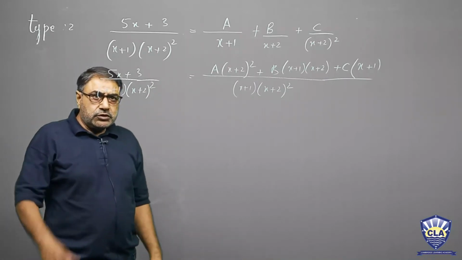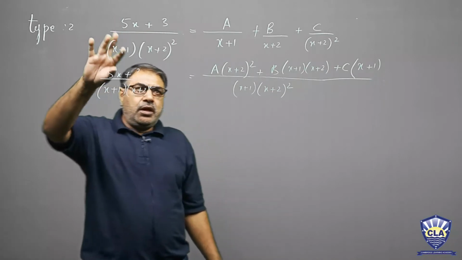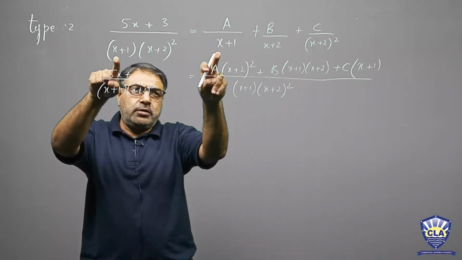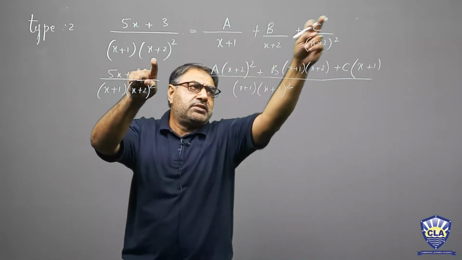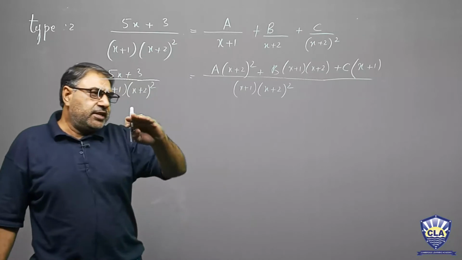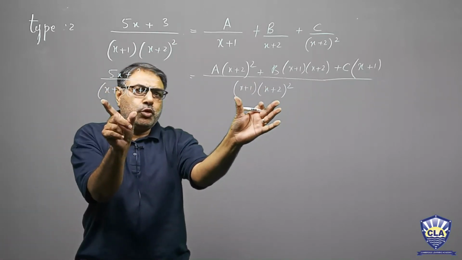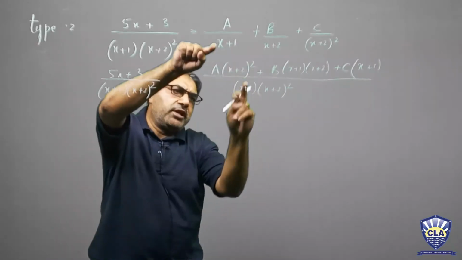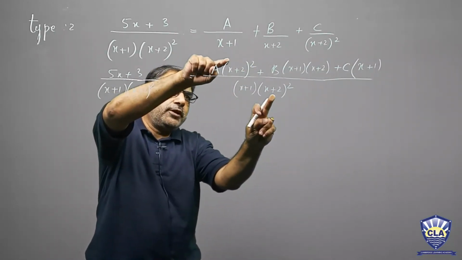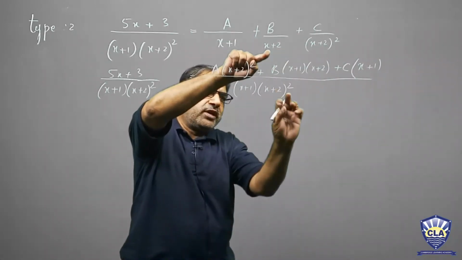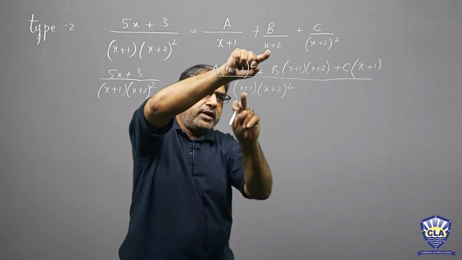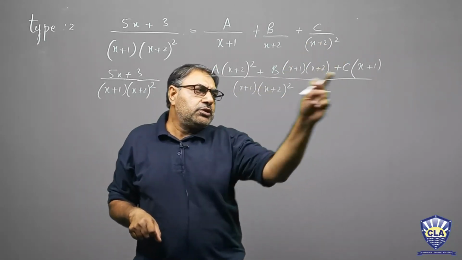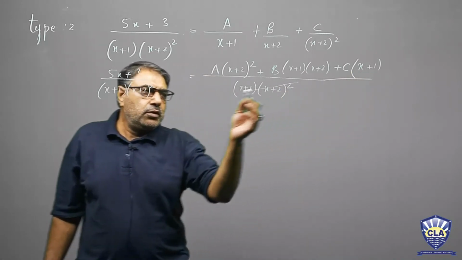First step is to write down its partial fraction by letting the three constants, because we have a whole square. One is a over x plus 1, then b over x plus 2 without square, and plus c over x plus 2 with square. Second step is take the LCM. Don't be confused, LCM will be the same. Now a, x plus 1 cancels out with x plus 1. We are left with x plus 2 whole square. Then b over x plus 2: x plus 2 cancels out with one x plus 2. We are left with x plus 1, x plus 2. Then c over x plus 2 whole square completely cancels out, then c into x plus 1.